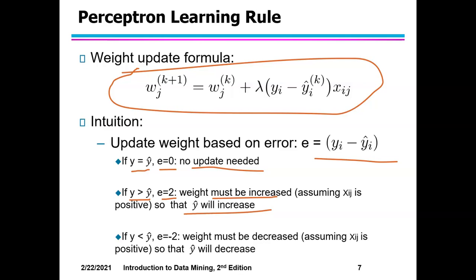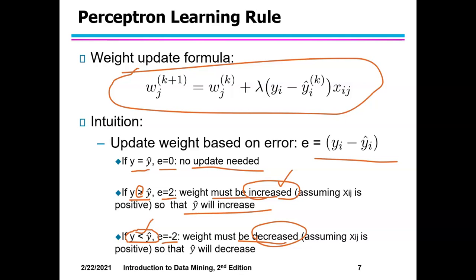In case, for example, your new output is less than the old output, which we categorize as y cap, it means the error is -2, so the weight must be decreased, right? So when it is the greater-than sign, you have to increase the weight, and when it is the less-than sign, you have to decrease the weight, right?